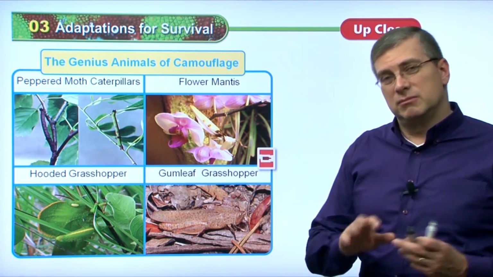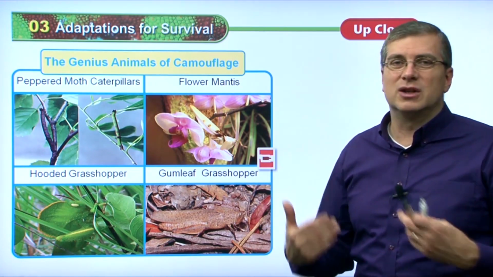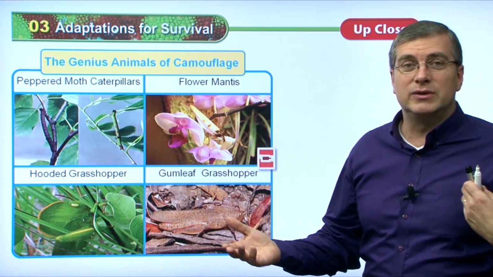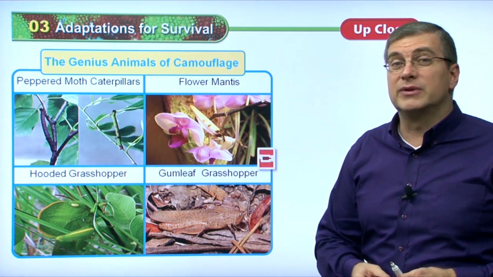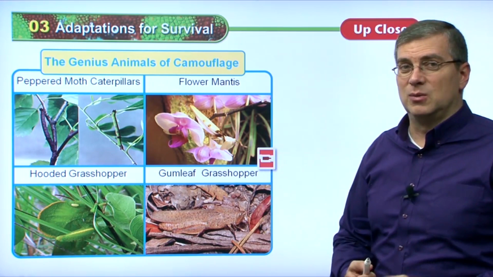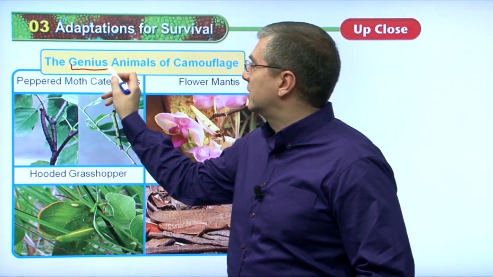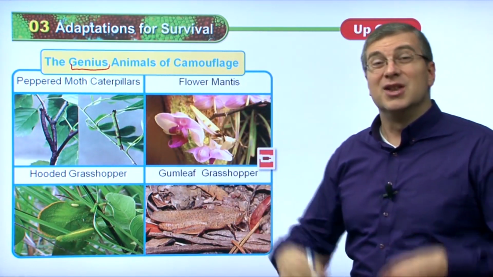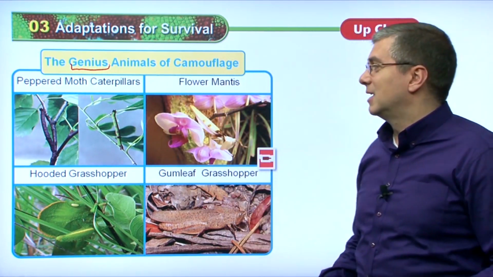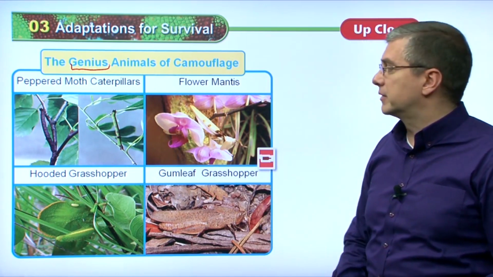Now, some animals, they do a little bit. Maybe they change the color of their fur from the winter to the summer, but some animals are really good at this. We can call them geniuses, right? They are the genius animals of camouflage. They're really, really good at this. Let's take a look at some examples.